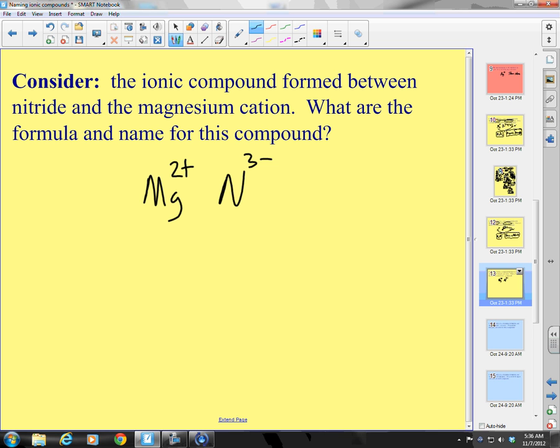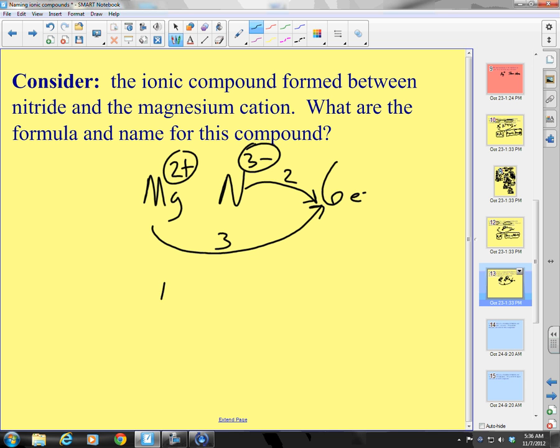What's my least common multiple? 6. How many magnesiums does it take me to get to 6? So this is 6 electrons, right? How many magnesiums does it take to create 6 electrons? Well, I need 3 magnesiums giving up 2 electrons each to get 6 electrons. How many nitrogens does it require to consume 6 electrons? Well, each nitrogen is going to take 3, so I need 2 nitrogens. So I have Mg3N2, and what's my name?